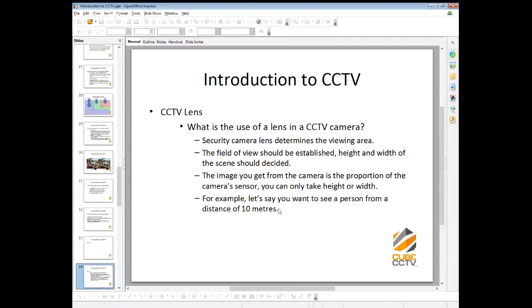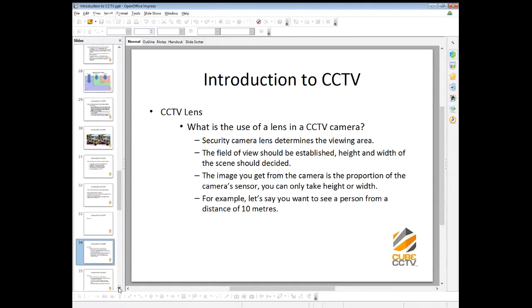So that's what it is about. For example, let's say it is to establish the field of view. First of all, you need to decide what you're trying to cover. And then you can use a formula, a CCTV lens calculator, that will tell you what the correct size of lens to go with.